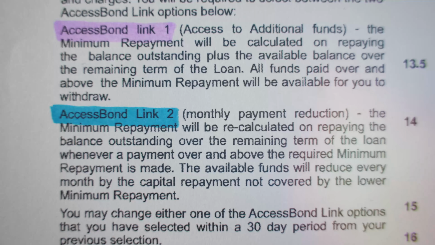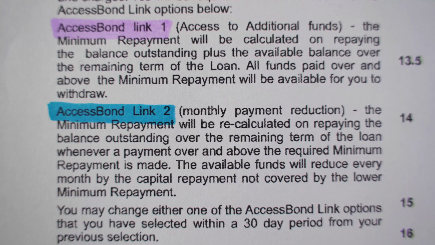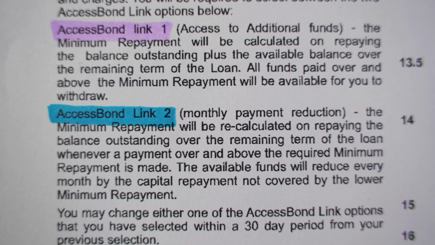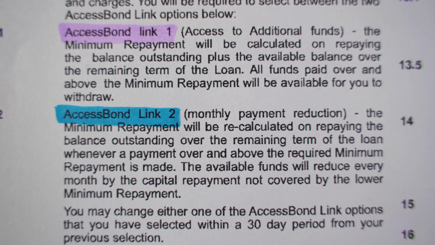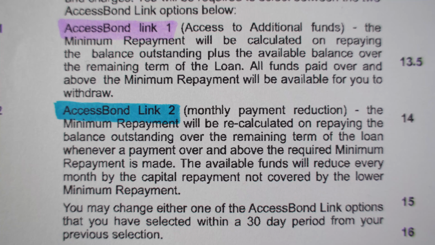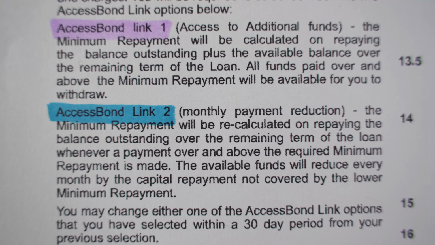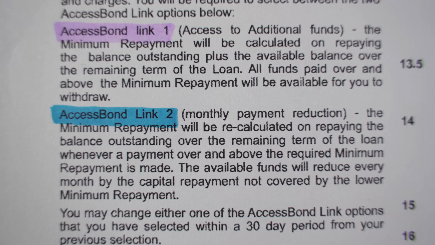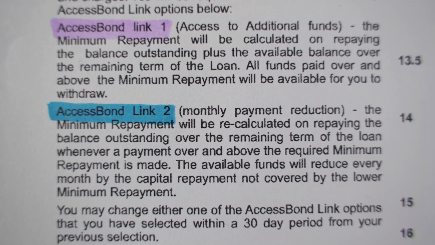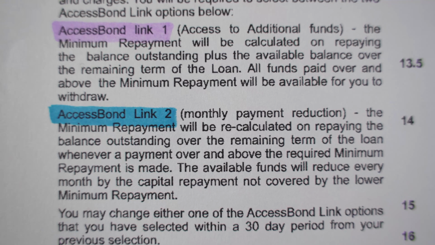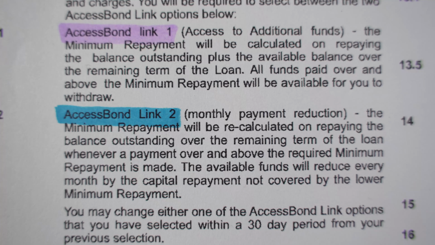This is based on monthly payment reductions, and the minimum repayment will be recalculated on repaying the balance outstanding over the remaining term of the loan whenever a payment over and above the required minimum repayment is made. The available funds will reduce every month by the capital repayment not covered by the lower minimum repayment.